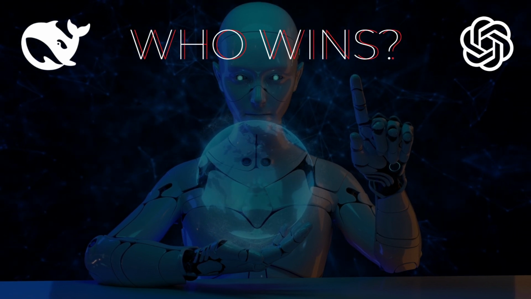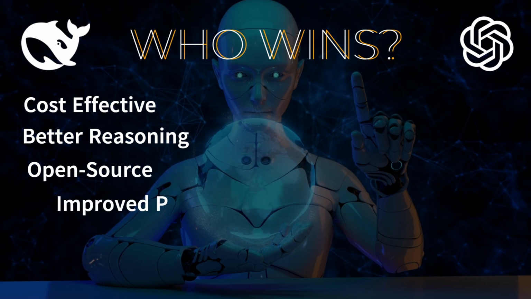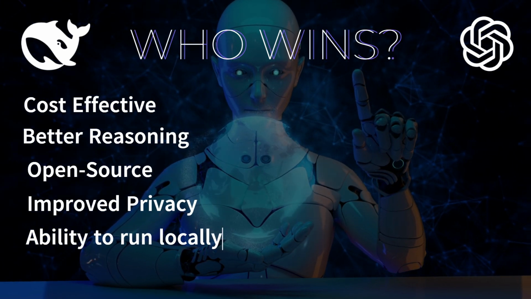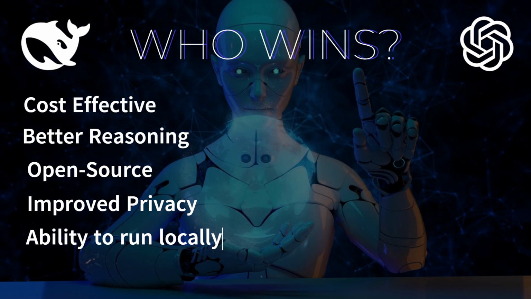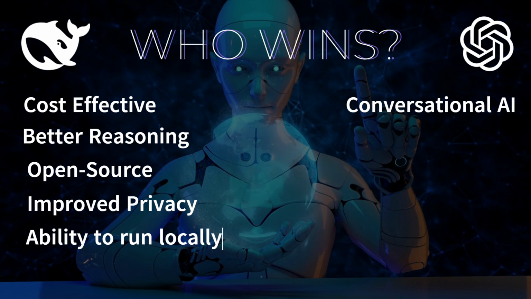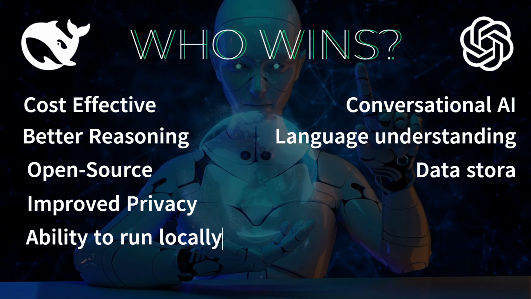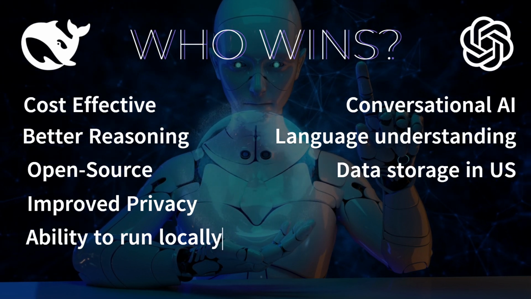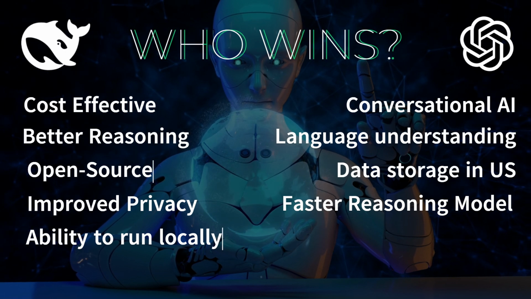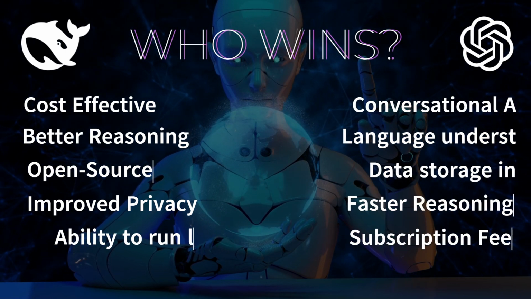If you want cost effectiveness, logical reasoning, open source flexibility, improved privacy, ability to run AI model locally on your computer, then go for DeepSeek R1. But if you prefer a polished, conversational AI with advanced features, better general language understanding model, your data stored in US data centers instead of China, faster reasoning model, and if you don't mind paying the subscription fees, then ChatGPT O1 might be your pick.